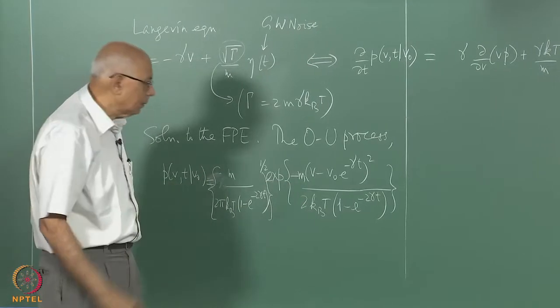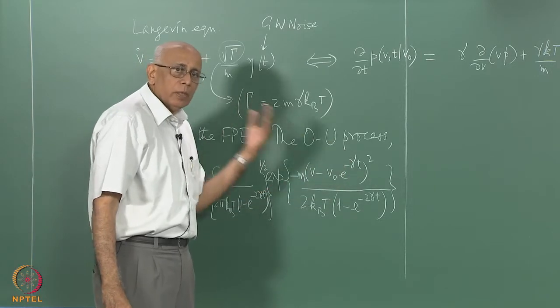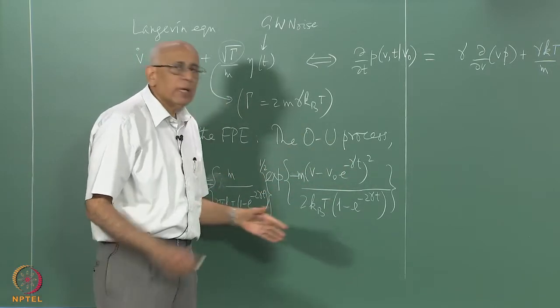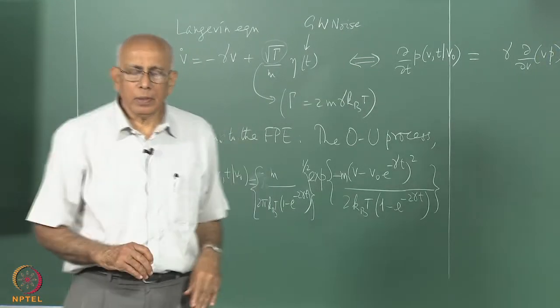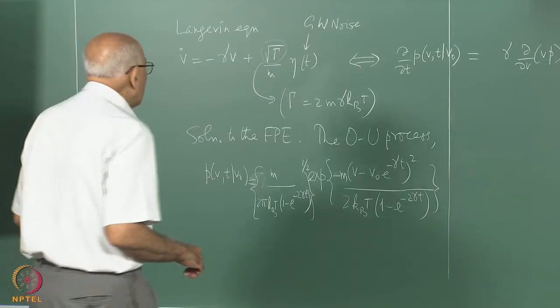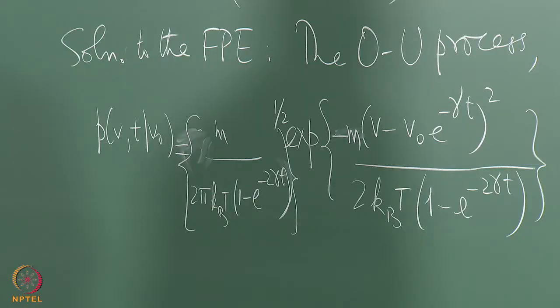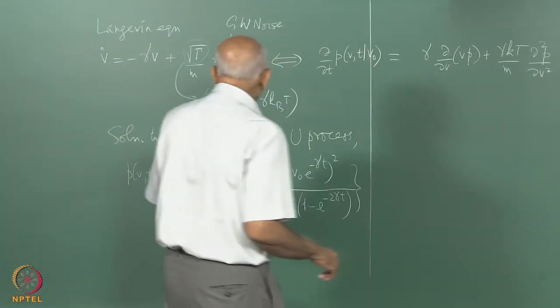It is a Gaussian, in which the mean slowly drifts from V naught to 0 and the variance slowly broadens till it hits the value at equilibrium, the thermal equilibrium value of kT over m. So we know everything about the velocity from this. Now the question is, what is the correlation time of the velocity?